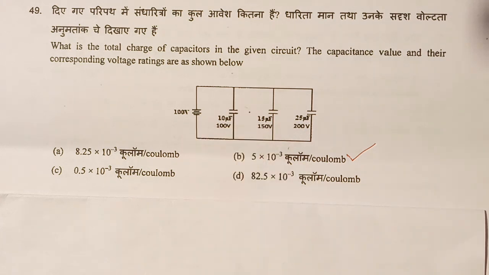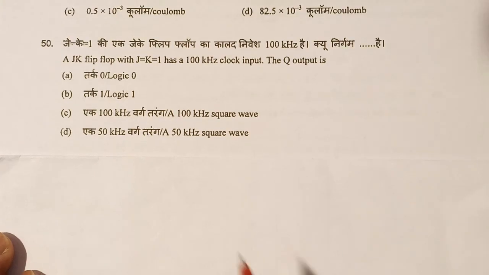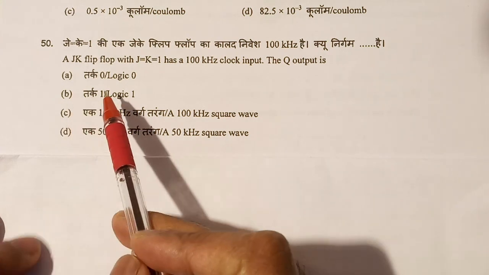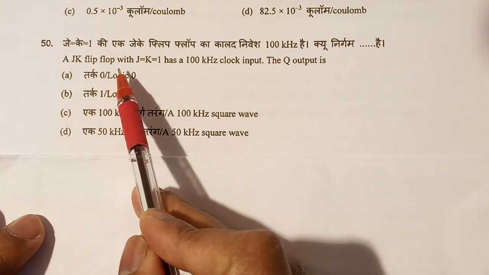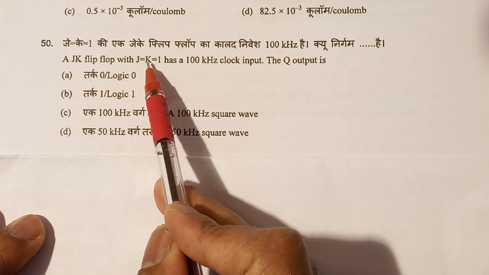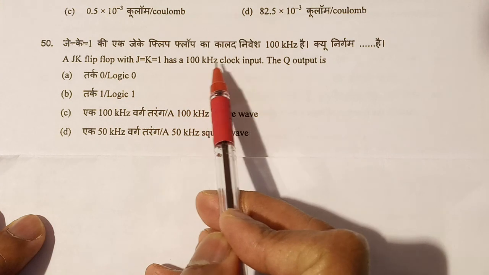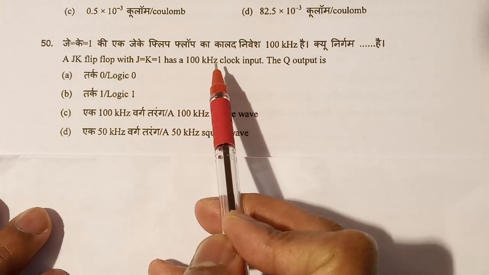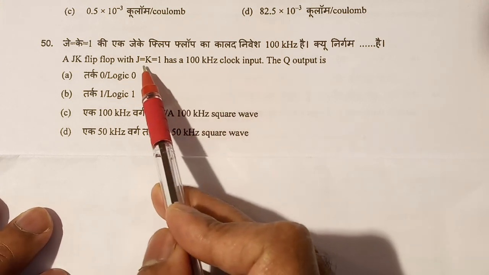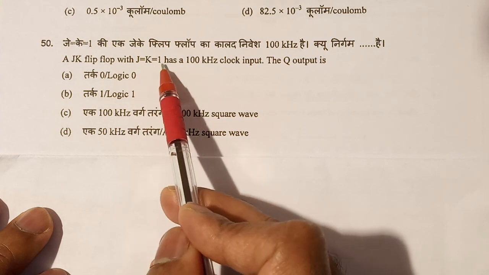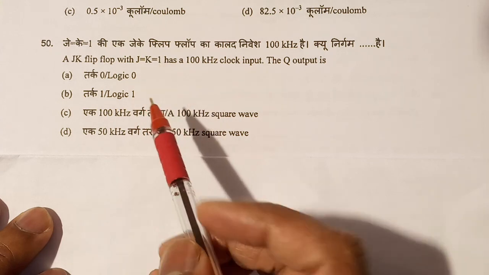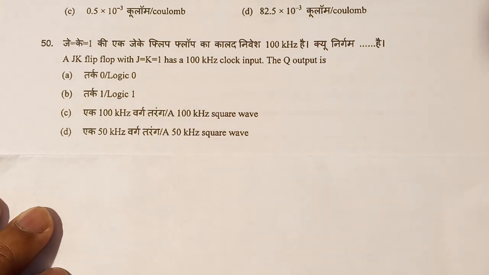We'll go to today's last question. Question number 50. A JK flip-flop with J equal to K equal to 1 has a 100 kilohertz clock. What is the output? When J and K are connected to 1, this will be in the toggling mode.